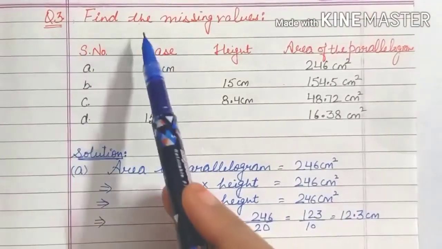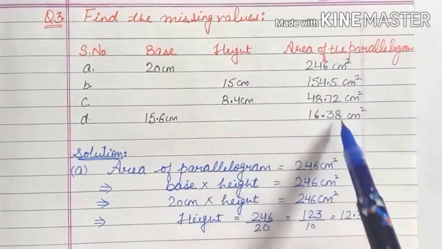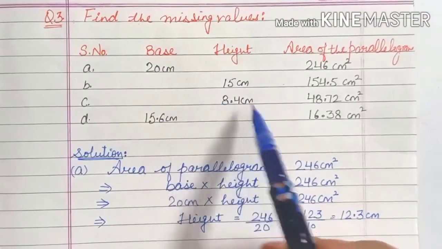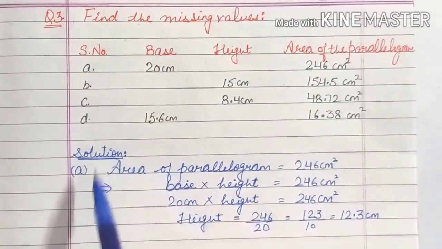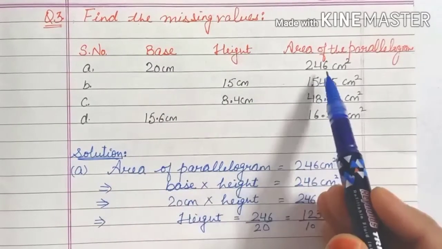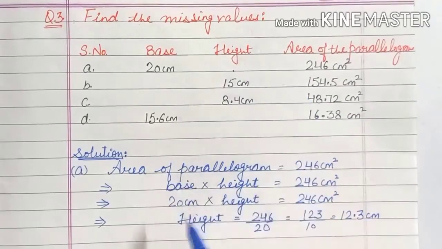In question number 3, find the missing values. Here we are given area of parallelograms, and we need to find out base or height, whatever is missing. So let's see first A part. Here we are given base 20 centimeter and area 246 centimeter square. We need to find out height.